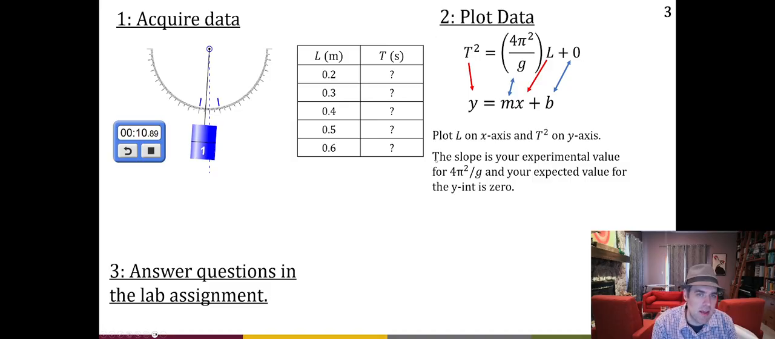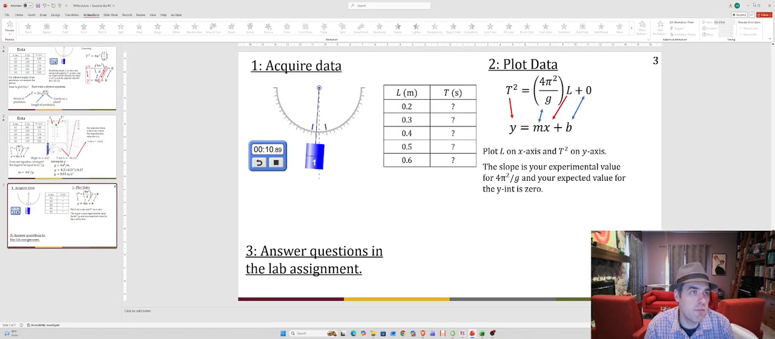Then we're going to plot our data in Desmos. So L on the x-axis and t squared on the y-axis. And then from that, we can calculate g from our experimental value for the slope. And then we're going to answer some questions in the lab assignment module, okay? Well, let me walk you through the lab now.